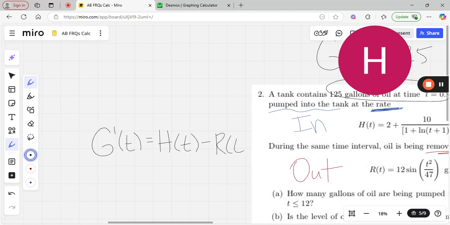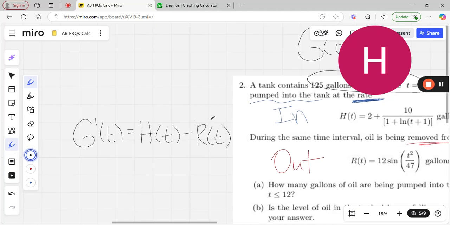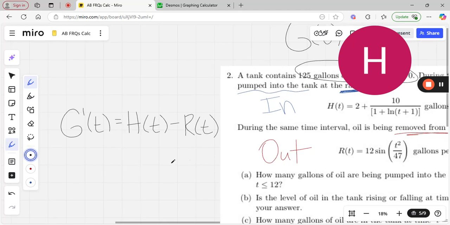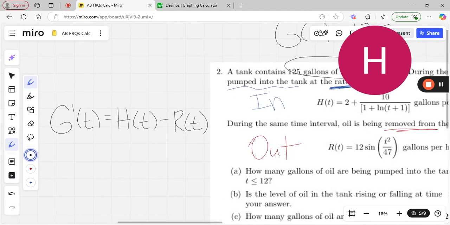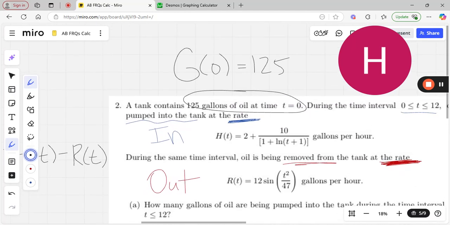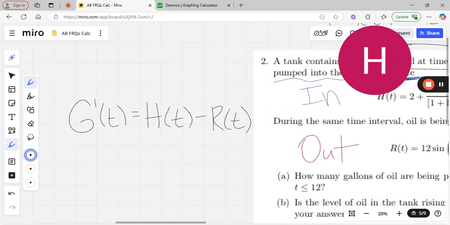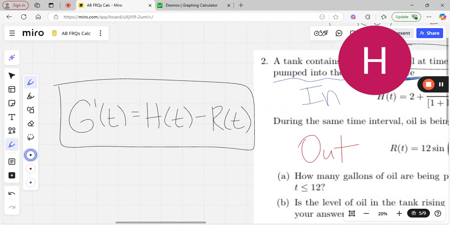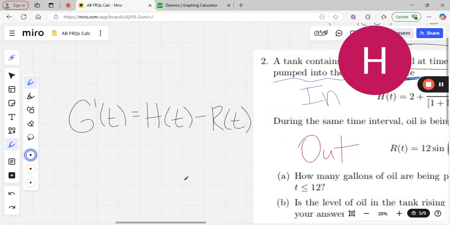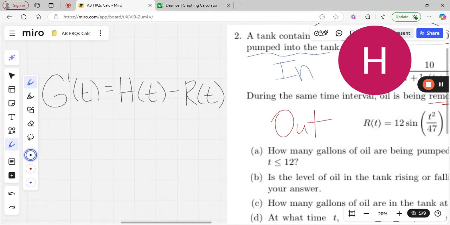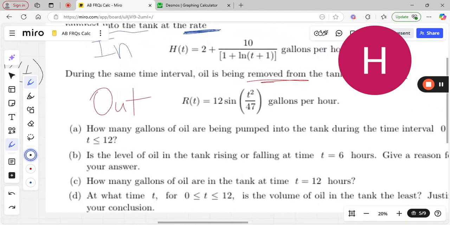So if at any moment 6 gallons are coming in, while at the same time 10 gallons are coming out, the overall change in gallons is minus 4 gallons per hour, per minute, whatever. Okay, so just keep in mind that their difference is the derivative of the number of gallons, the overall change in the number of gallons, not the gallons themselves. Okay, let's look at part A.